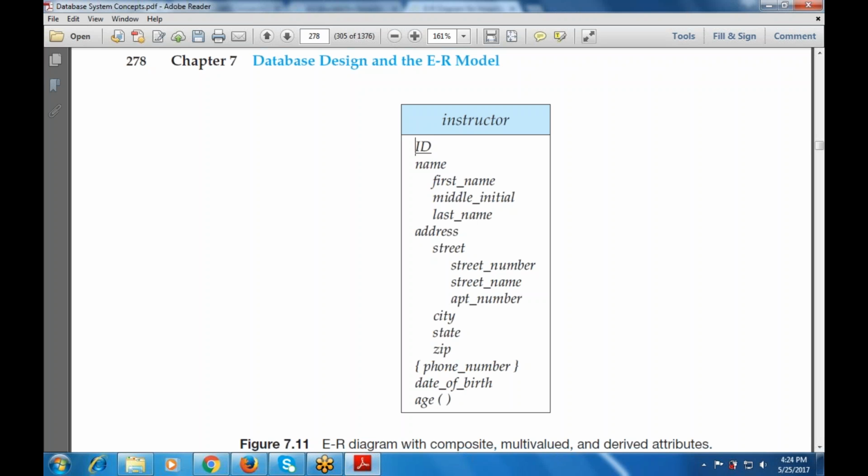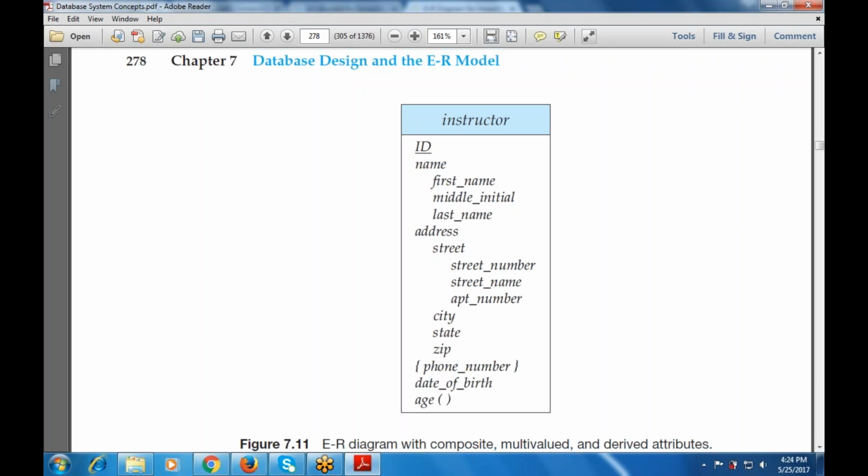So one is the ID, then there is a name. Name includes three parts: first name, middle name, last name. Then address, that includes street. Now street also contains, that is a multi-valued or the composite attribute: street number, street name, apartment name. Then city, then state, then zip. Zip means zip code. Then there's a phone number that may be optional.